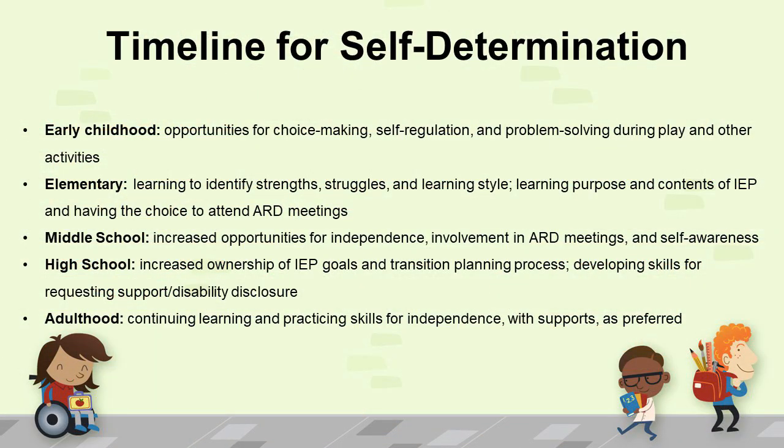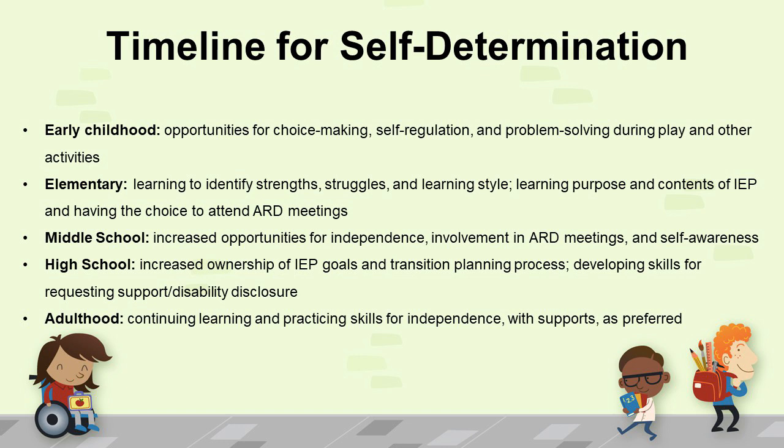The timeline for self-determination. The timeline for incorporating self-determination in the student's IEP begins as soon as the student becomes eligible for special education services. In early childhood, this includes opportunities for choice-making, self-regulation, and problem-solving during play and other activities. In elementary, this includes learning to identify strengths, struggles, and learning style, learning the purpose and contents of the IEP, and having the choice to attend ARD meetings.